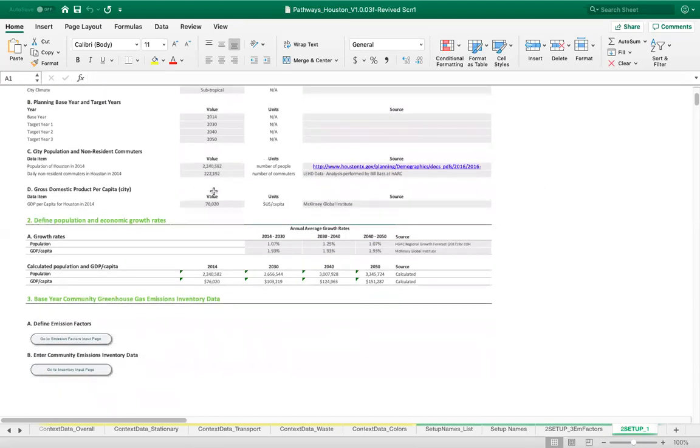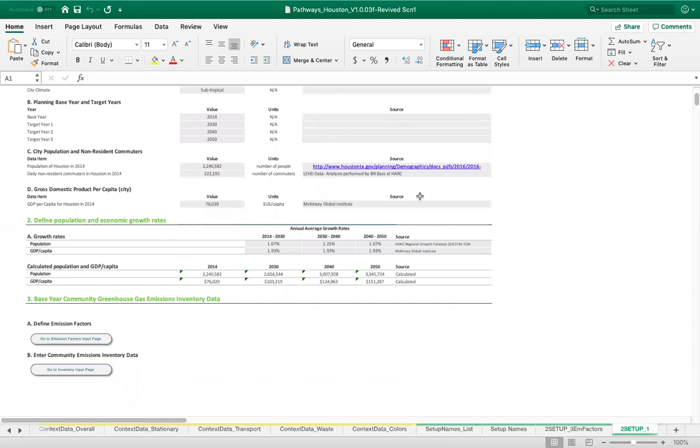Standard population metrics, and also a consideration around commuter entry to the city. For Houston, it's a small number, and it doesn't really affect the emissions profile of a city too much, but we do work with cities such as Buenos Aires that see a 50 to 60% increase in population during the standard work hours during the week.